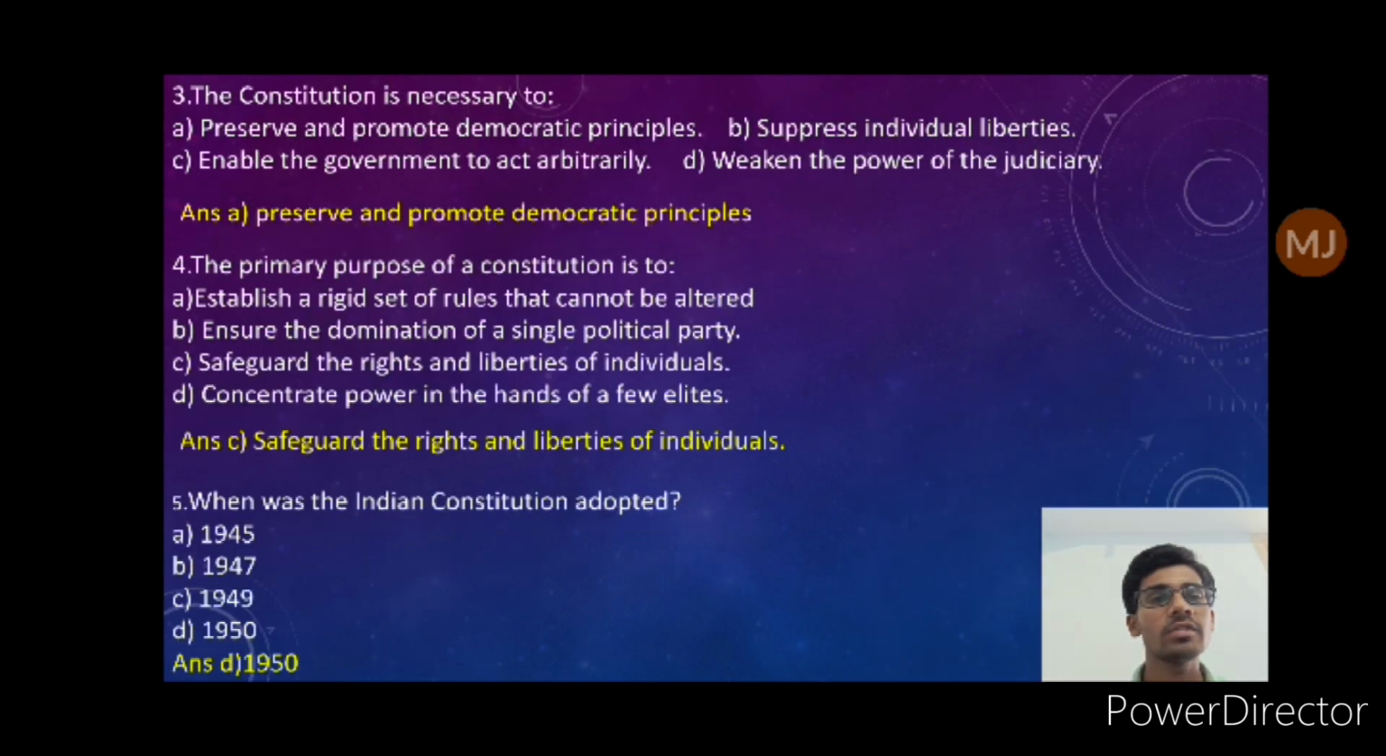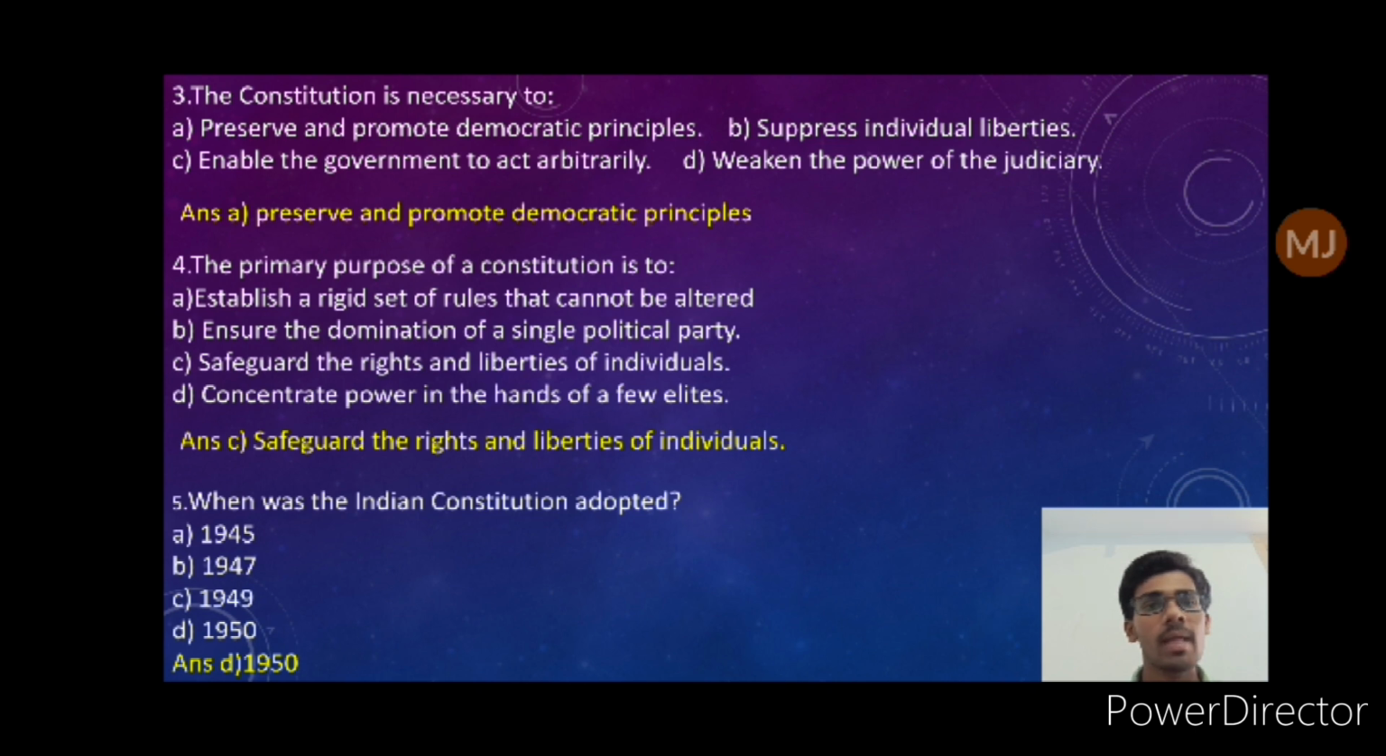Third question, the constitution is necessary to option A, preserve and promote democratic principles. Option B, suppress individual liberties. Option C, enable the government to act arbitrarily. Option D, weaken the power of the judiciary. Answer is option A, preserve and promote democratic principles.